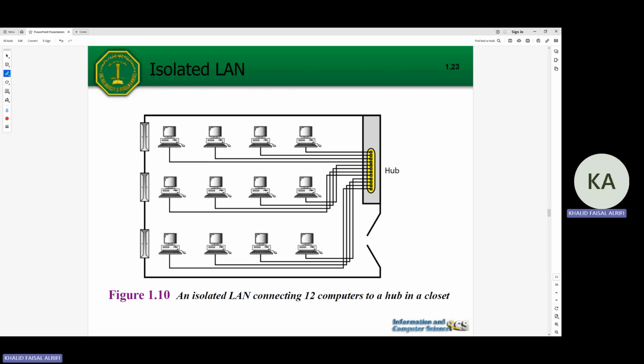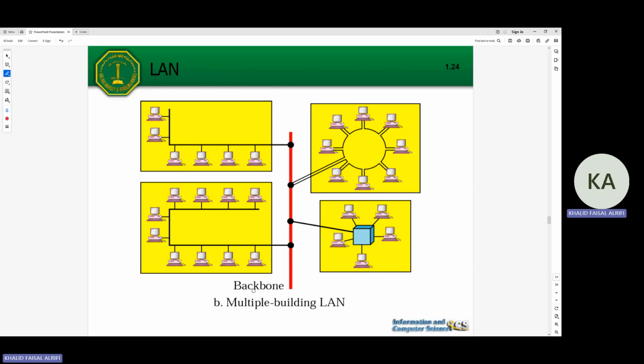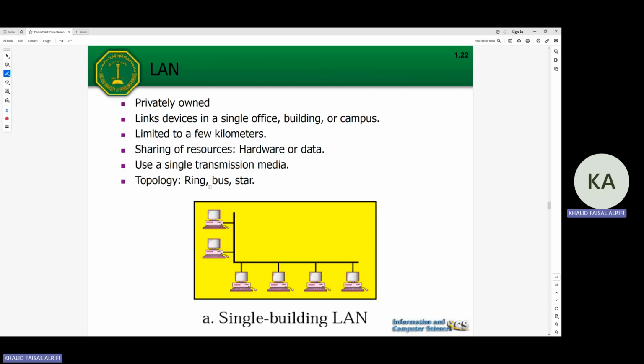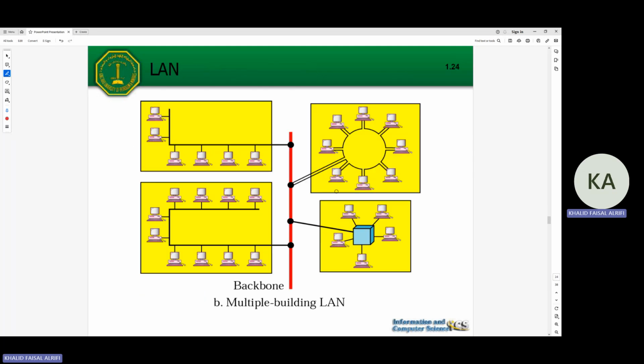An isolated LAN connecting 12 computers to a hub in a closet. It shows how it's isolated. The LAN, of course, might have a backbone. As we said here, it can have a ring, a bus, and a star. Here it shows the different types of them, and they can communicate with each other via a backbone. But as you can see, each one of them is a small entity, so it's not that big. It does not cover a wide range of distance. So it's a multi-building LAN.